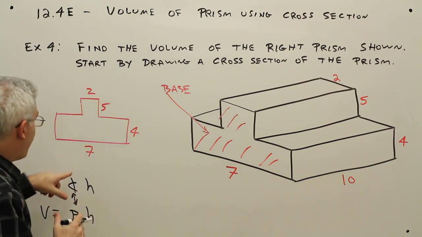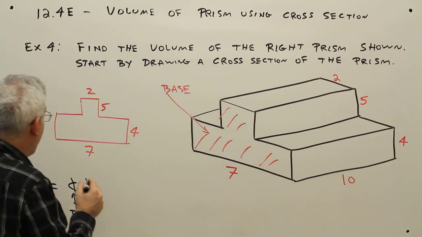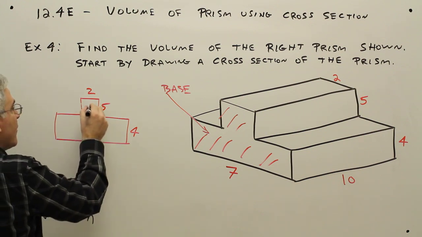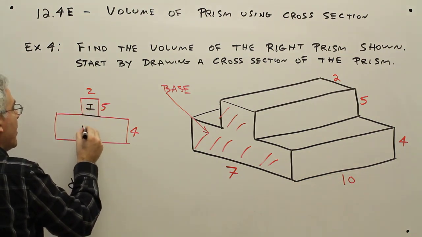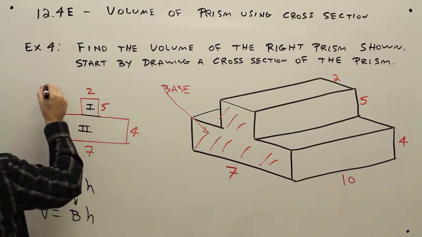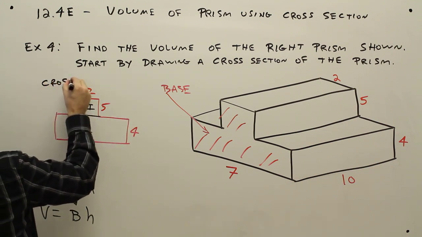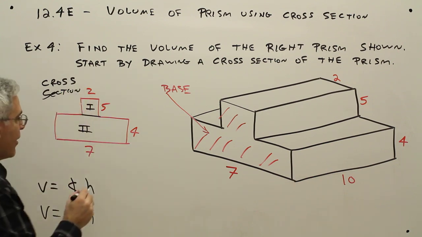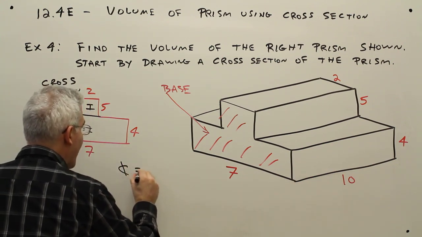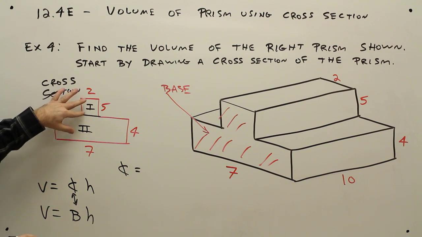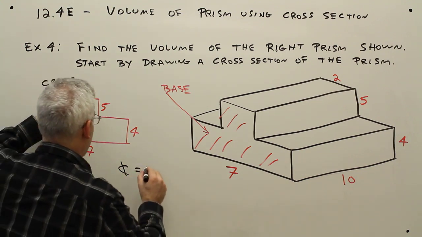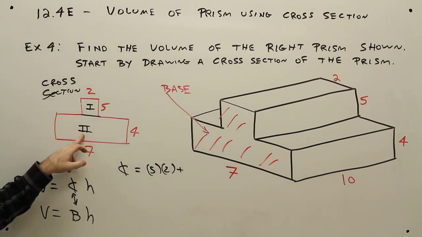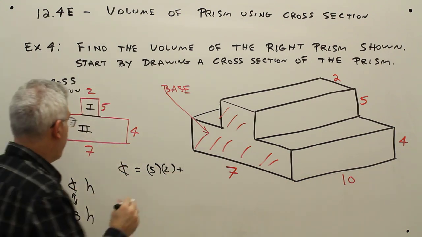Let's find the cross-sectional area, or the base area. What I'm going to do is divide this into two regions. I'll call this region 1 and I'll call this region 2. Again, just to identify, this is the cross-section. The cross-sectional area is going to be region 1, which is 5 by 2, plus region 2, which is 7 by 4.